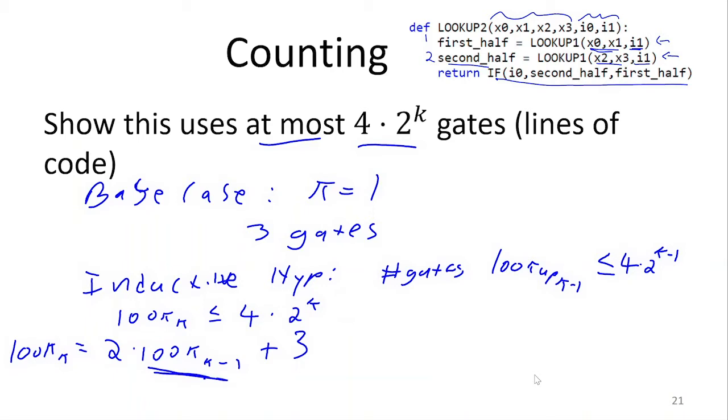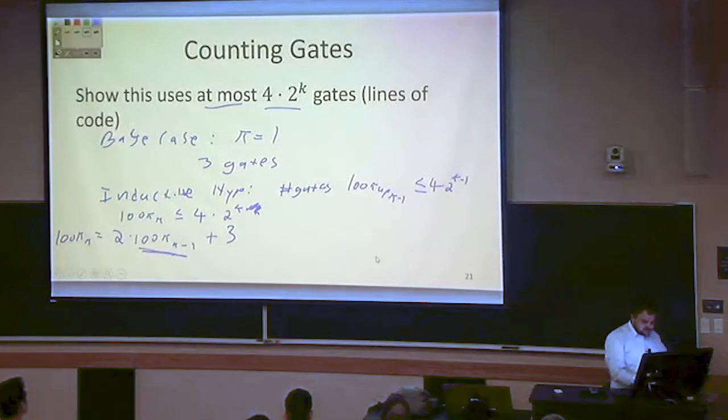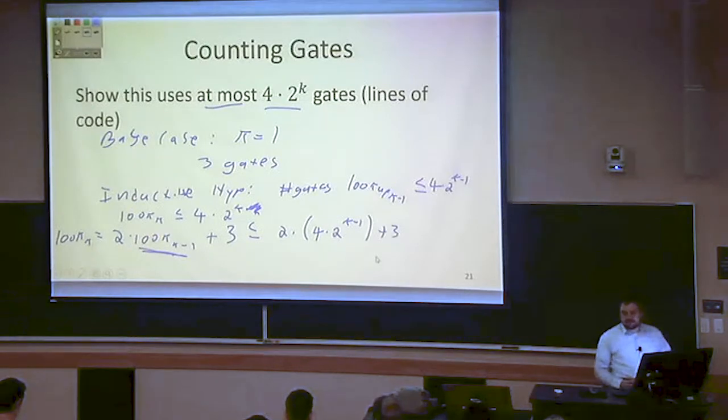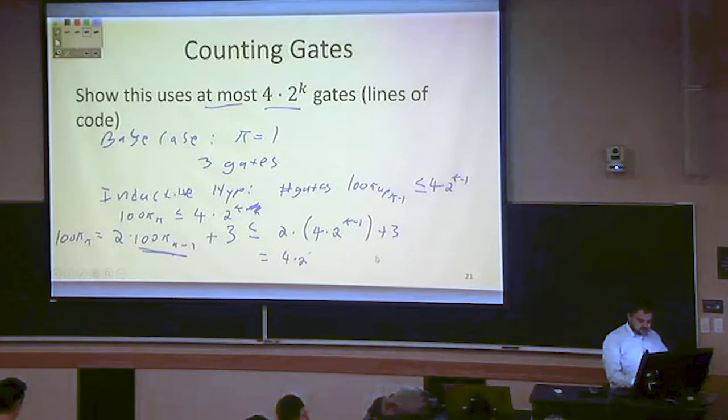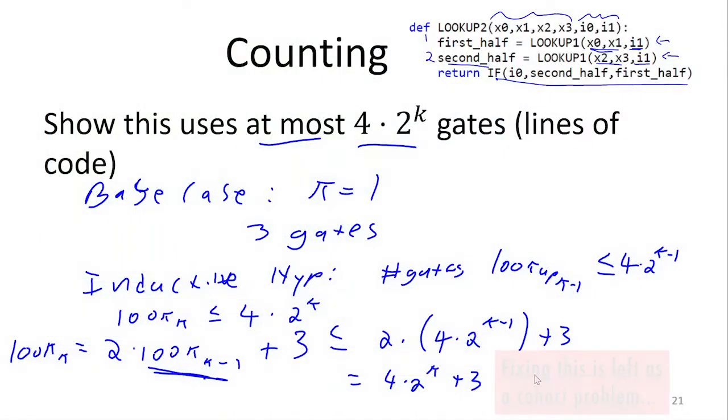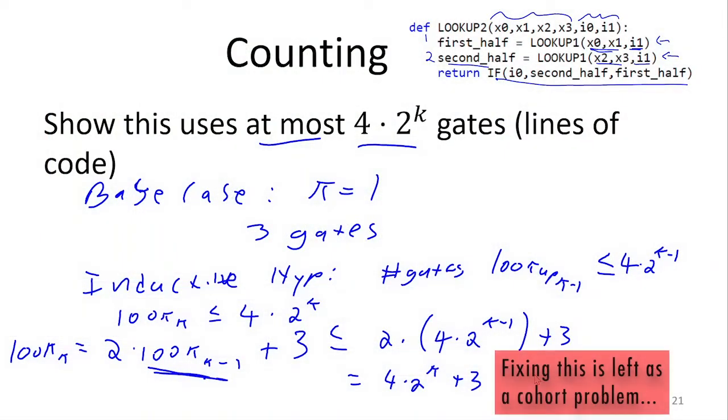So if lookup k minus 1 requires however many gates, twice that plus 3 is how many gates lookup sub k requires. Our inductive hypothesis said that this was less than or equal to 2 times 4 times 2 to the k minus 1, plus 3. This is equal to 4 times 2 to the k plus 3. And why do I have an extra plus 3? Yeah, I definitely did something wrong here. What did I do wrong?